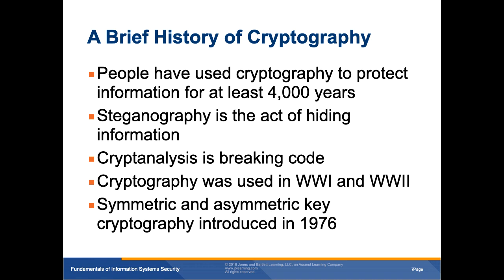a brief history of cryptography. We've been using it for at least 4,000 years. Steganography is the act of hiding information. Cryptanalysis is breaking code, breaking encryption. Cryptography was used in World War I and World War II, and basically in a lot of our secure communications today. Symmetric and asymmetric key cryptography was introduced in 1976.